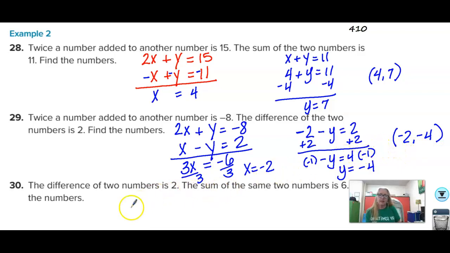This one I'll set it up for you, but I'm not going to solve it. The difference of two numbers is 2. X minus y equals 2. The sum of the same two numbers is 6. X plus y equals 6. Oh, this is easy peasy. Solve that one super fast. And look at that. You guys are getting off so easy this time. That is all there is.